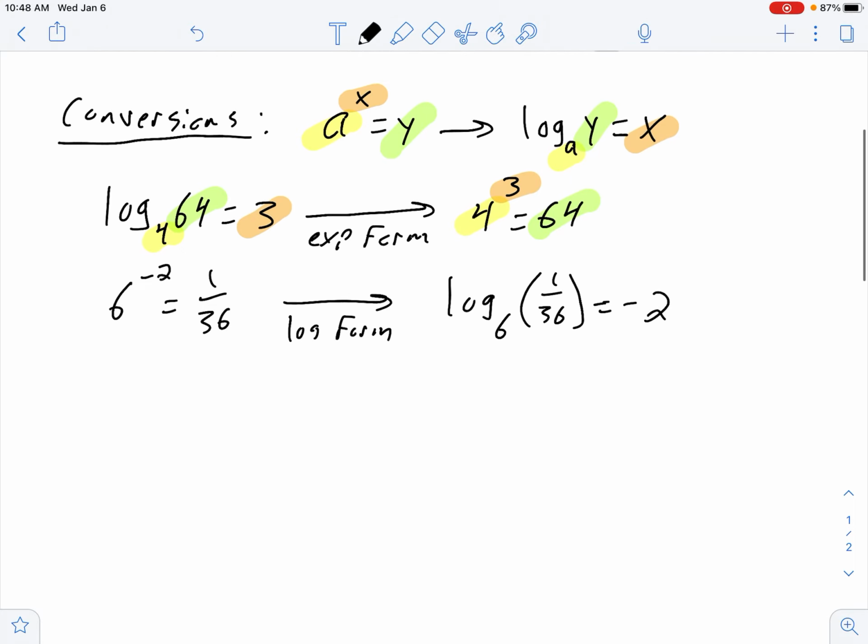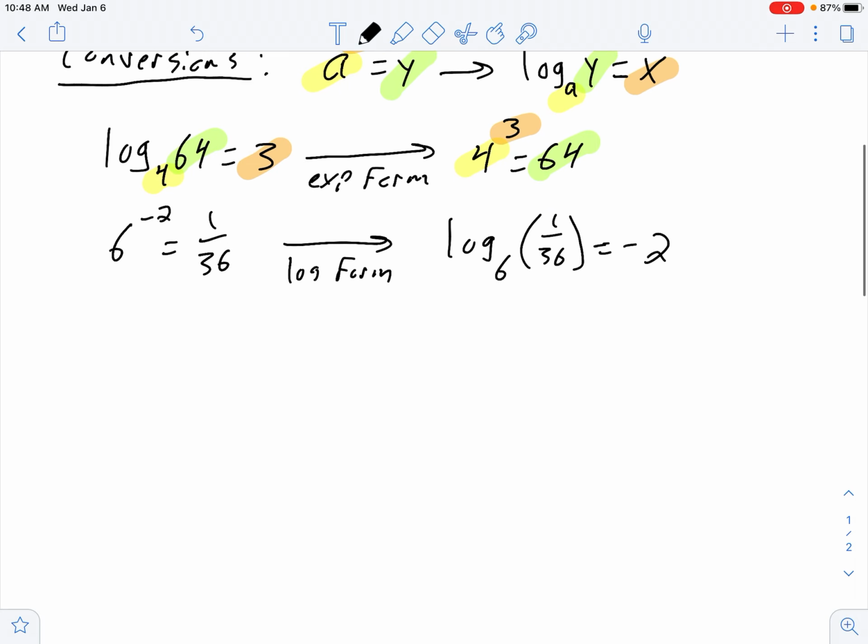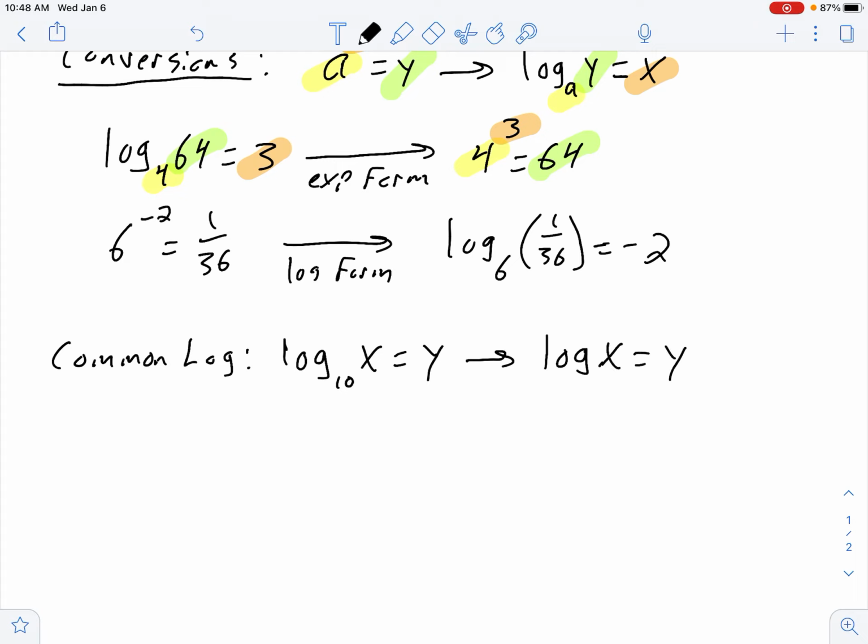Now there are two special logs I want to talk about. We have what's called the common log, and that is simply log base 10 of x, which is equal to y. Sometimes you'll see it, especially in the calculator, as just log x. In other words, the base is not written, because it's just assumed that it is the common log, which is base 10. Common log, because base 10 is our number system. In exponential form, it is just 10 to the y is equal to x.